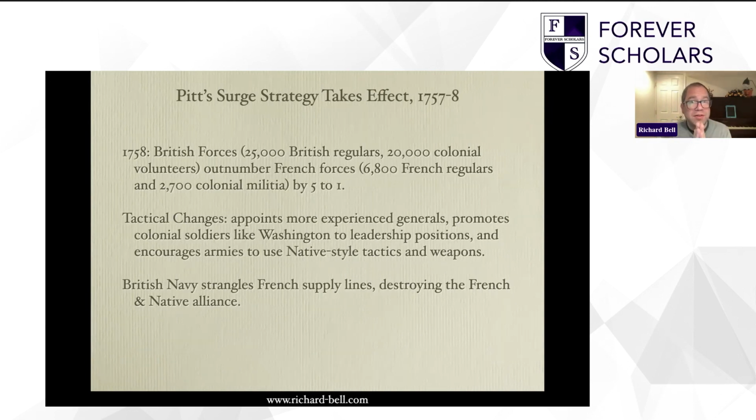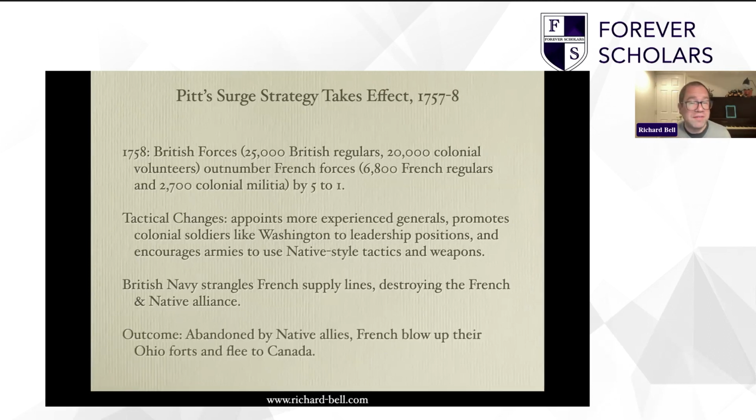And so this matters. In fact, as a direct consequence of the British naval blockade against the French in 1758, natives begin to abandon the French coalition. And they begin to trade with better supplied British American traders. The French find themselves increasingly deserted by their native allies, and that leaves them vulnerable and exposed. And the French now blow up their own forts on the Ohio frontier and flee back to the safety of French Canada. The French are on the back foot for the first time in this war.